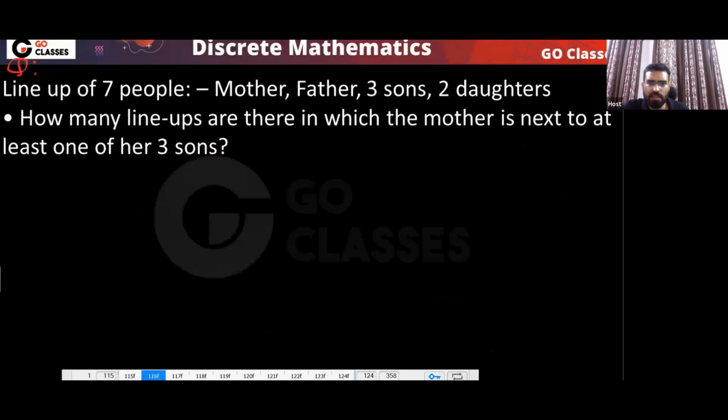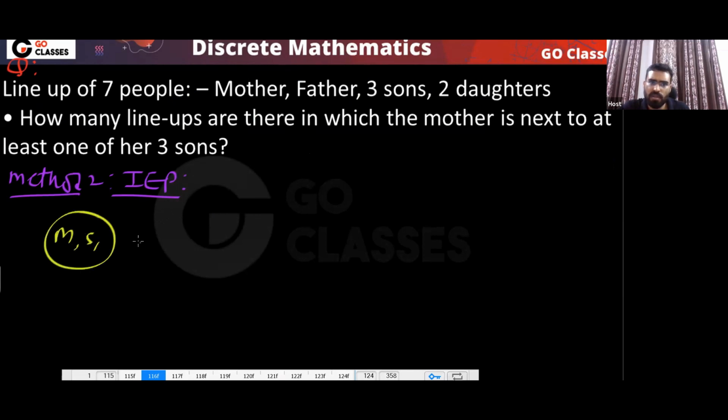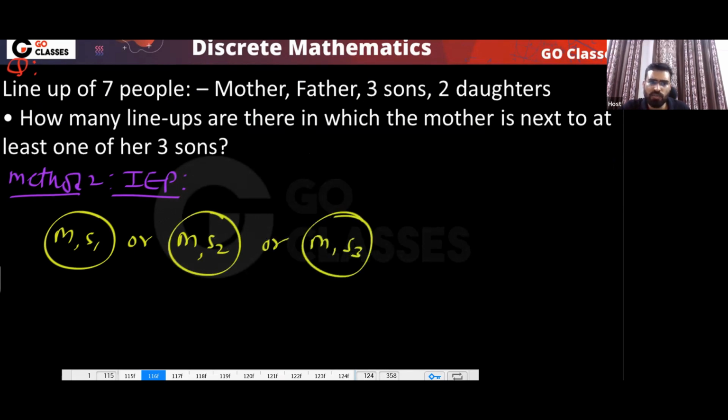Now, can you apply the inclusion exclusion principle? Method 2, can you apply the inclusion exclusion principle, IEP? So what will you do? Basically what we want is mother is with S1, or mother is with S2, or mother is with S3. Yes or no? We want this or this or this. Mother with S1 or mother with S2 or mother with S3. This is what we want.